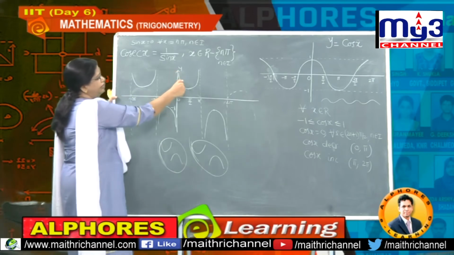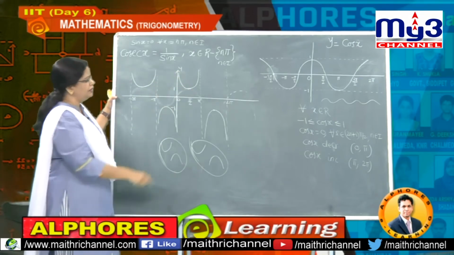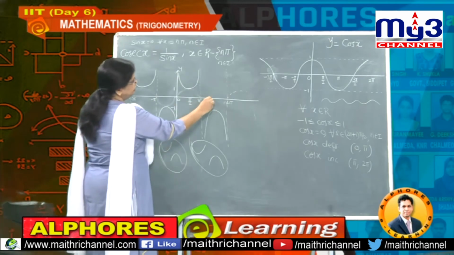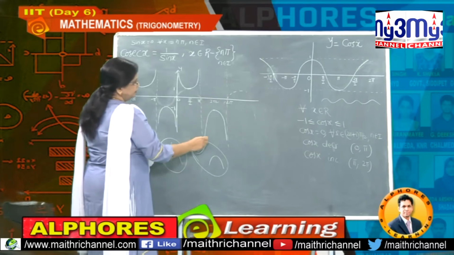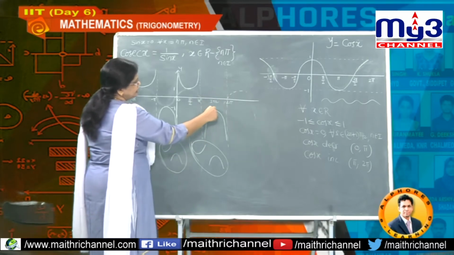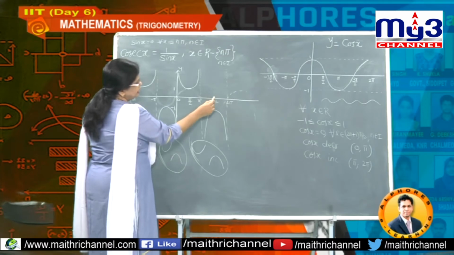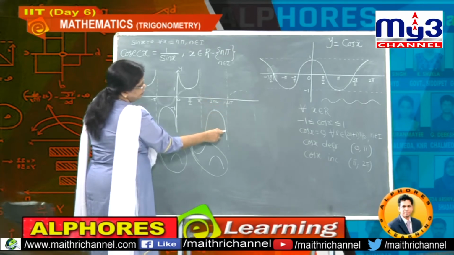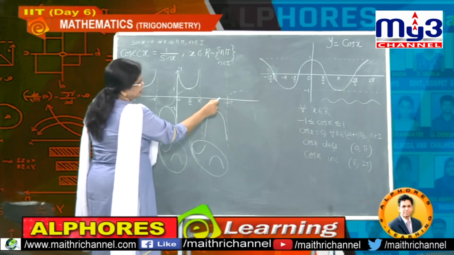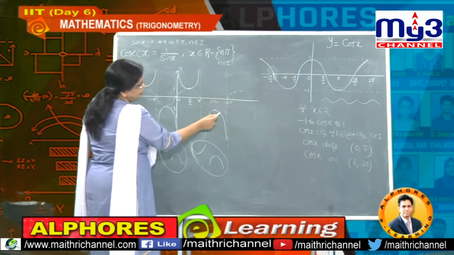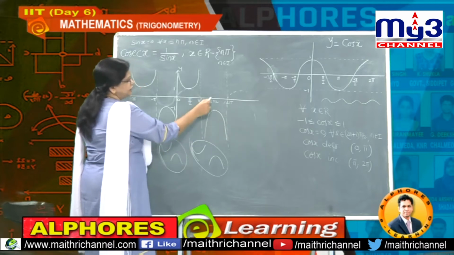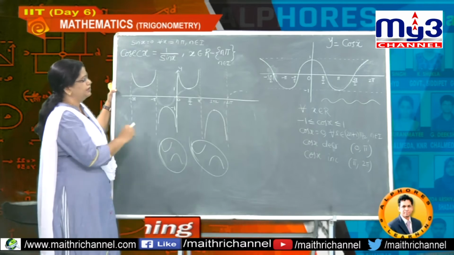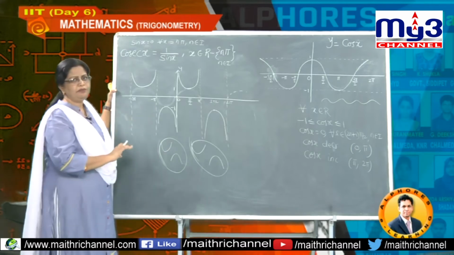So 0 to pi by 2, how is it coming? Decreasing. Pi by 2 to pi increases. Again here pi to 3 pi by 2 increases, and from 3 pi by 2, as long as x is increasing here, y values are going down. Understand? Decreasing. X increases, correspondingly y values decrease. So 3 pi by 2 to 2 pi, the function decreases. So this observation you can use from the graph.